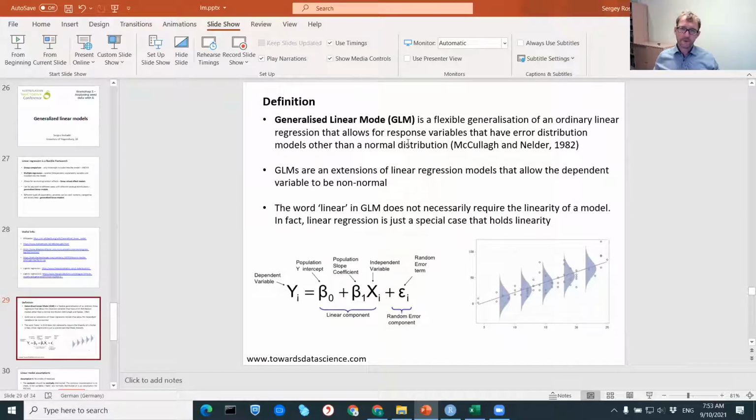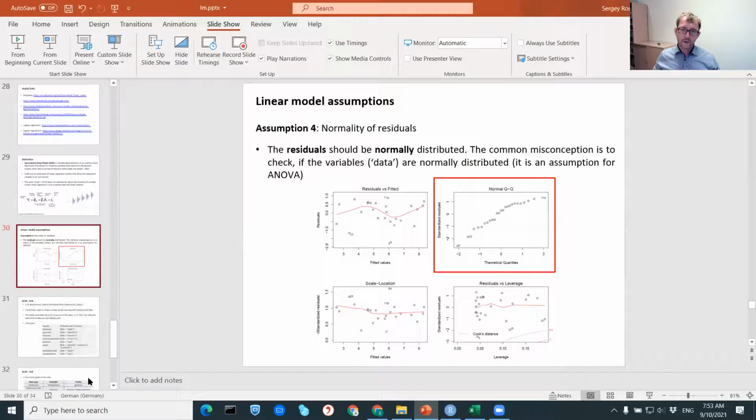Right. This might be a bit confusing for some of you. The word linear in the GLM definition does not necessarily require the linearity of the model. In fact, the simple linear regression we discussed in the first part of my workshop blog is just one single case of generalized linear models.